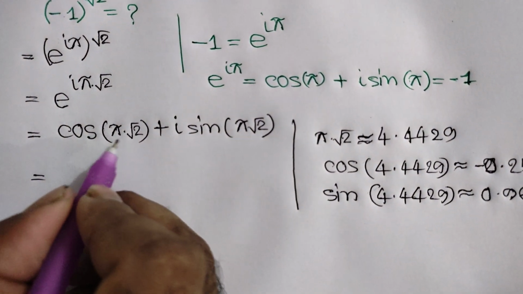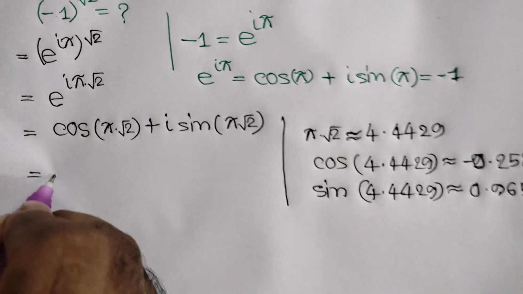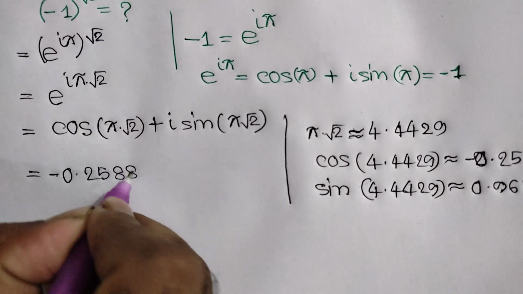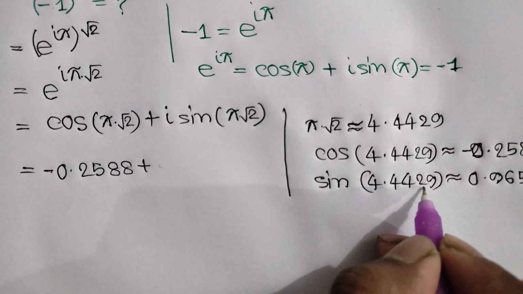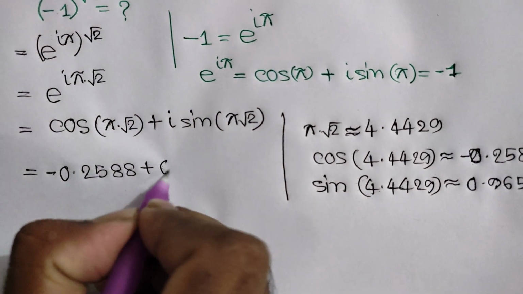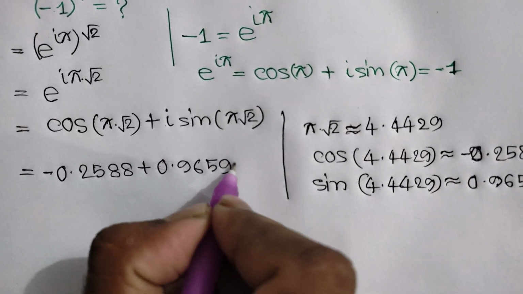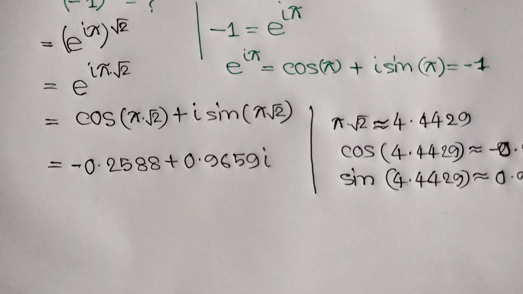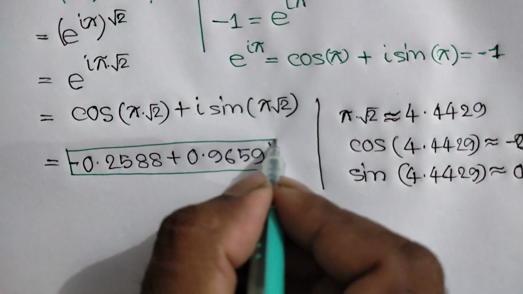So we can write here cos of pi times square root of 2 is equal to minus 0.2588, plus i sine 4.4429, which is 0.9659, and this is our final answer, and this is a complex number.